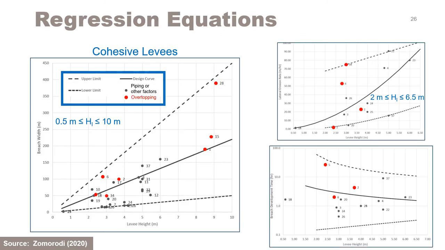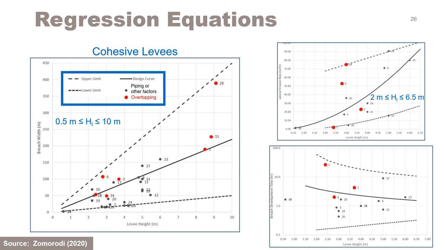There are no widely accepted empirical equations for levee breach dimensions, lateral erosion rates, or breach development time. Zamorati 2020 selected 55 datasets from international levee failures to derive empirical curves and equations for levee breach parameters as a function of levee height only.